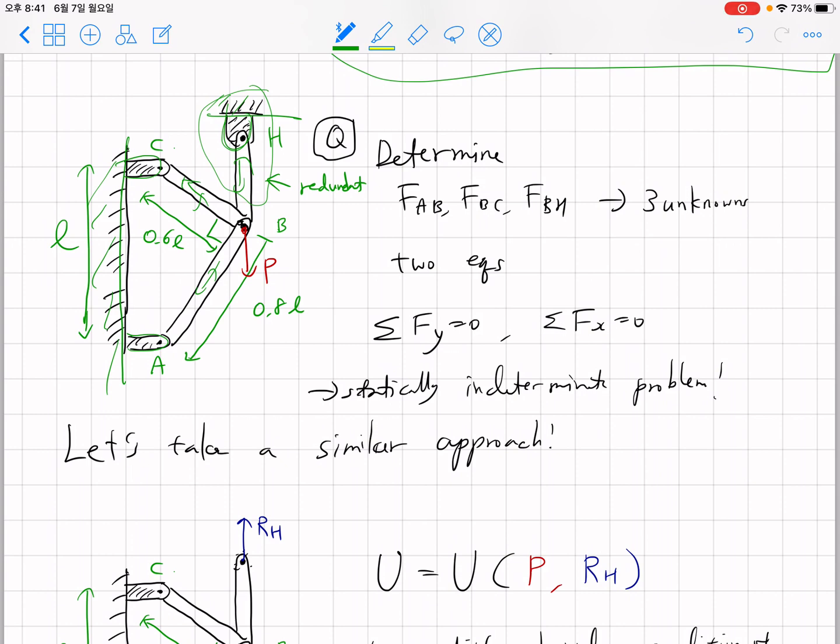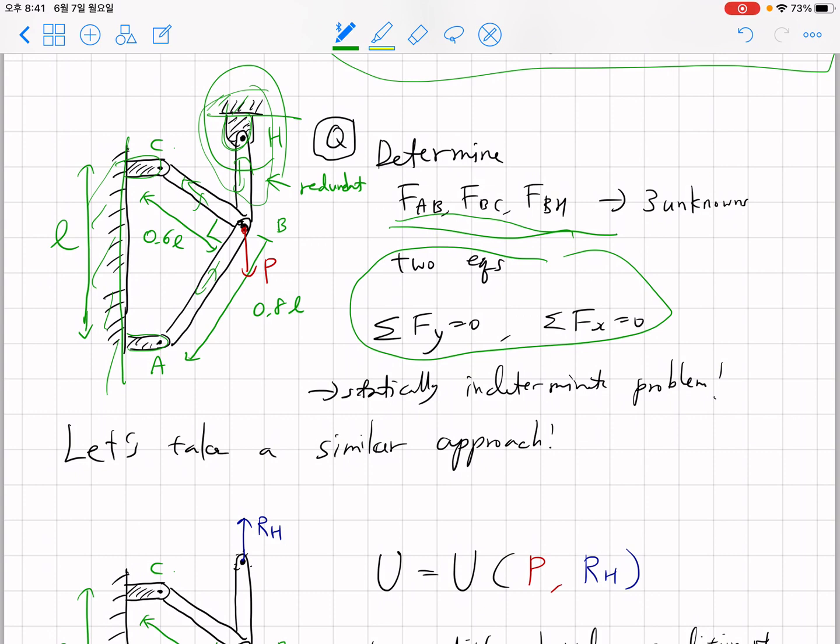However, due to this redundant force from the top, now it's quite tough to obtain these unknowns. So there are three unknown forces. However, as I told you, for this quasi 2D problem, we can have only two equations. Summation Fy should be 0. Summation Fx should be 0.